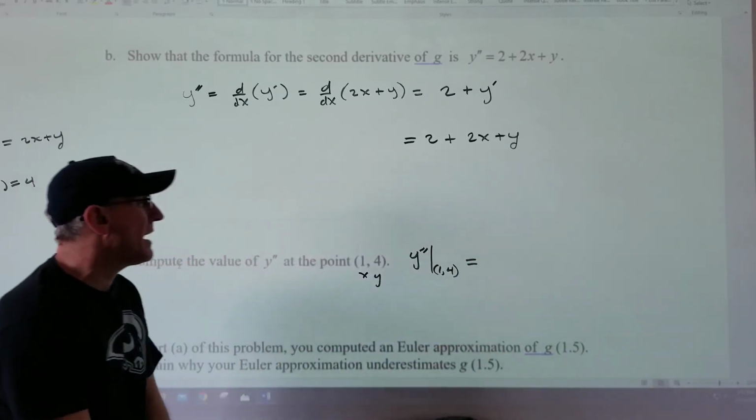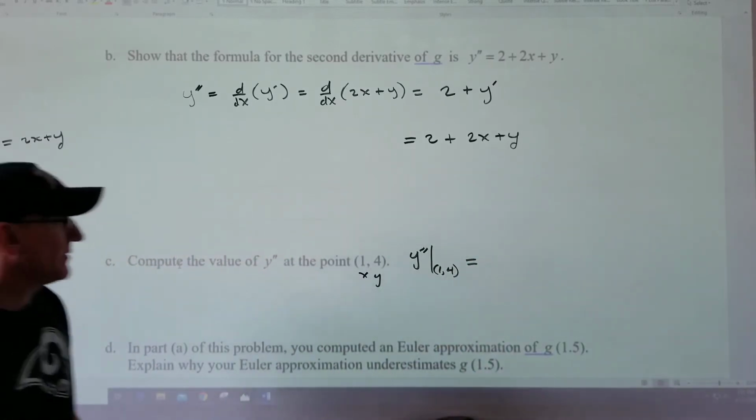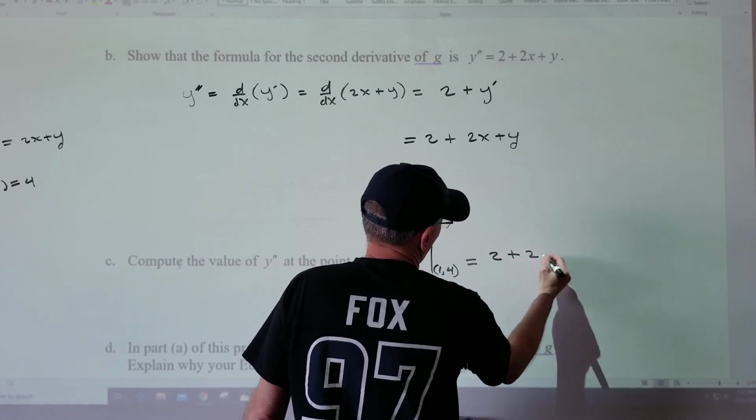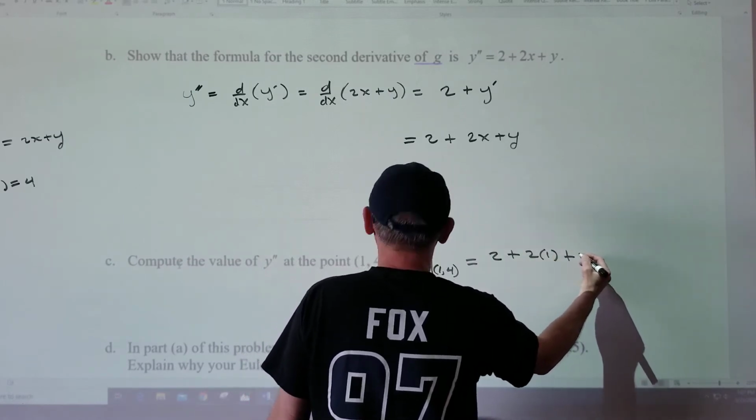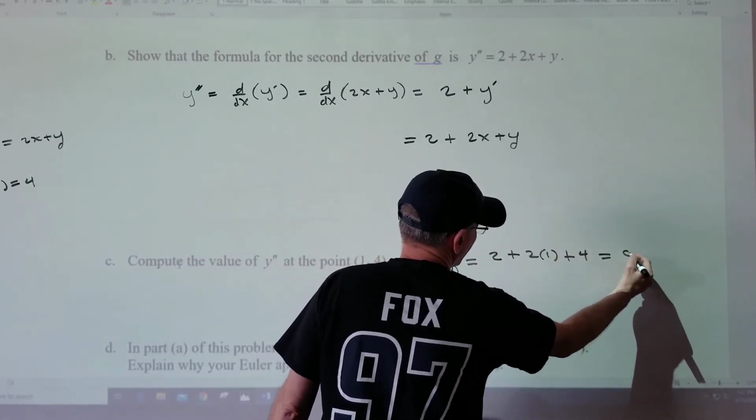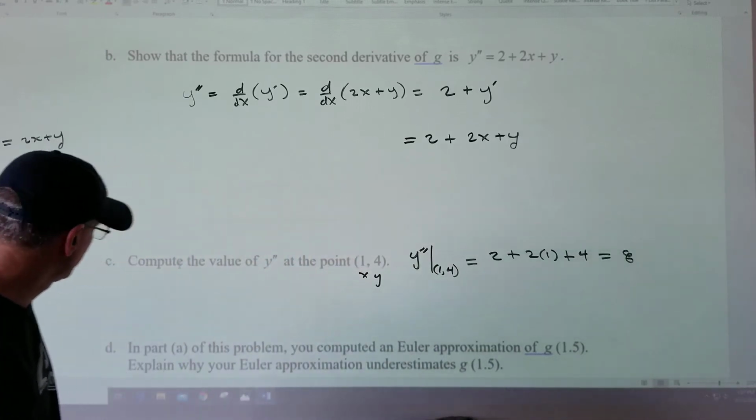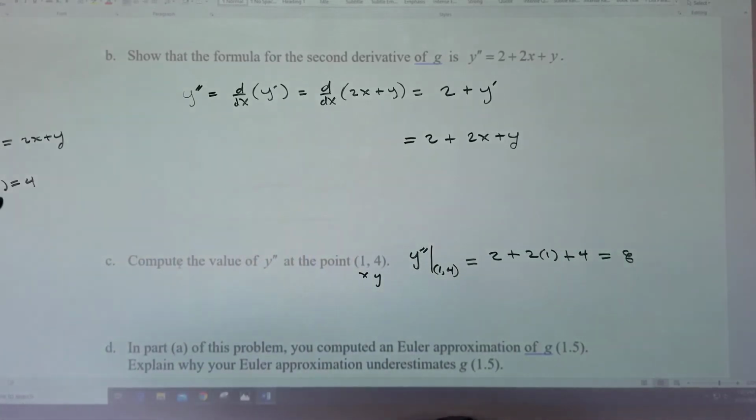Y double prime evaluated at (1, 4) is 2 plus 2 times 1 plus 4. I think that makes 8. Is that right? Yeah.